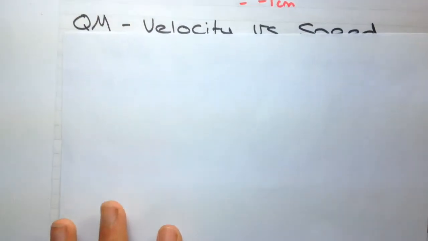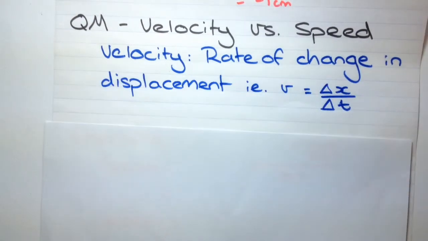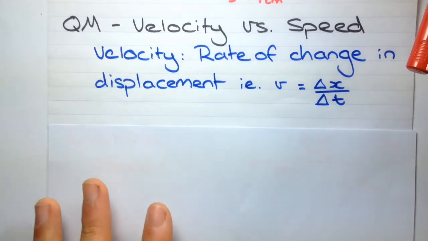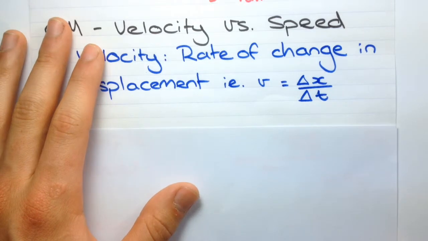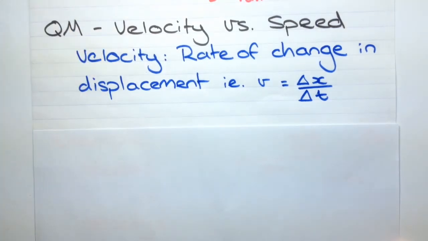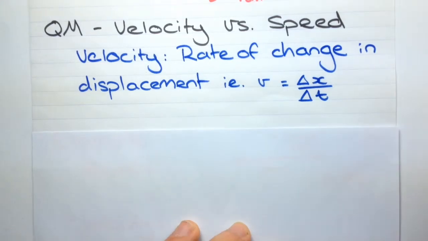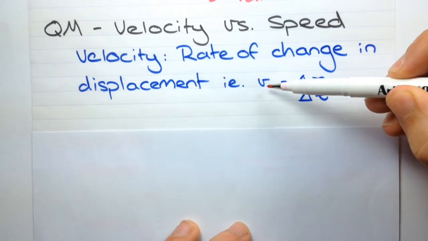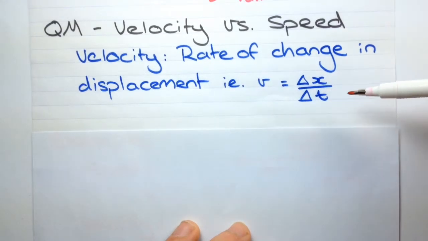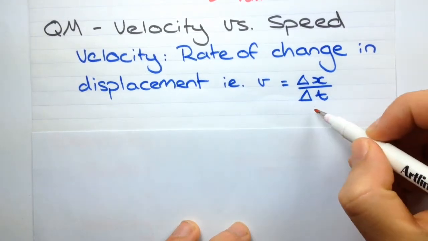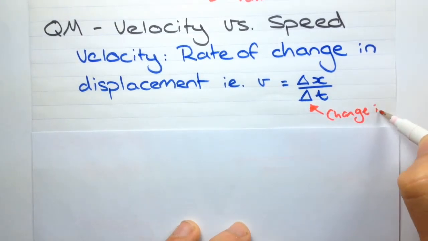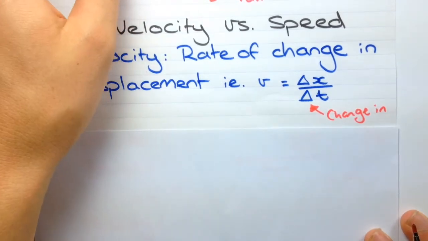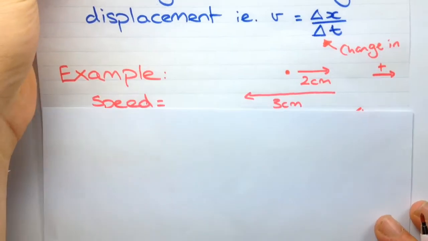Another way of quantifying movement is we look at a body's velocity and speed. Now speed, we spoke about before. Velocity is actually the rate of change in displacement. Because displacement is a vector, so too is velocity, whereas speed is just a scalar. I've written a little formula here. Velocity is equal to the change in displacement over the change in time. That little triangle actually means change in. So it's the way your displacement changes over time, the rate of change in displacement.